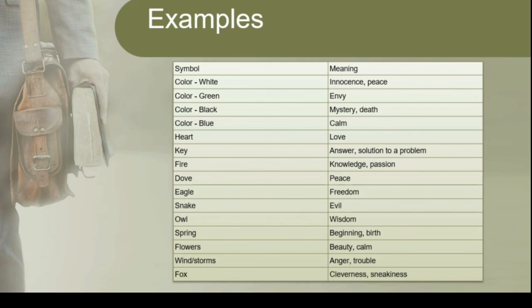And there are examples like white meaning innocence and peace, green envy, black mystery or death, blue calm, heart love, key answer or solution to a problem. And fire means knowledge or passion, dove means peace, eagle means freedom, snake means evil, owl means wisdom, spring means beginning or birth, flowers mean beauty or calm, wind or storm means anger or trouble, and fox is cleverness or sneakiness.